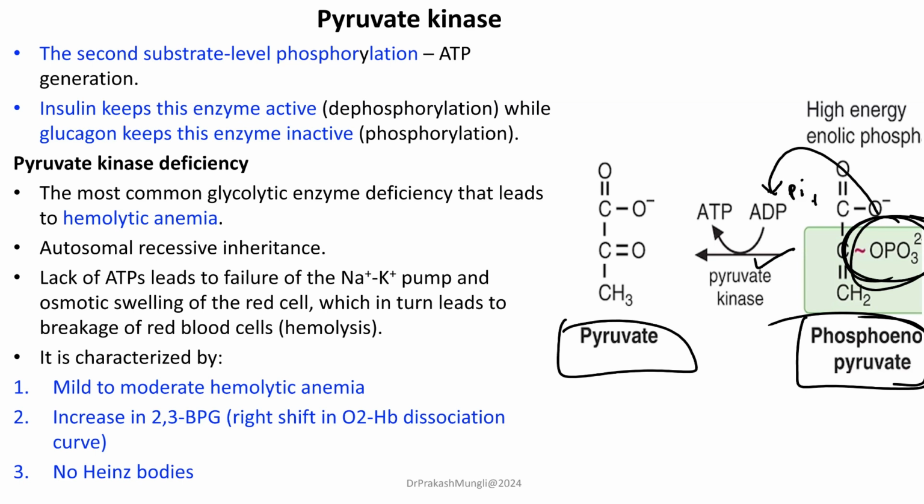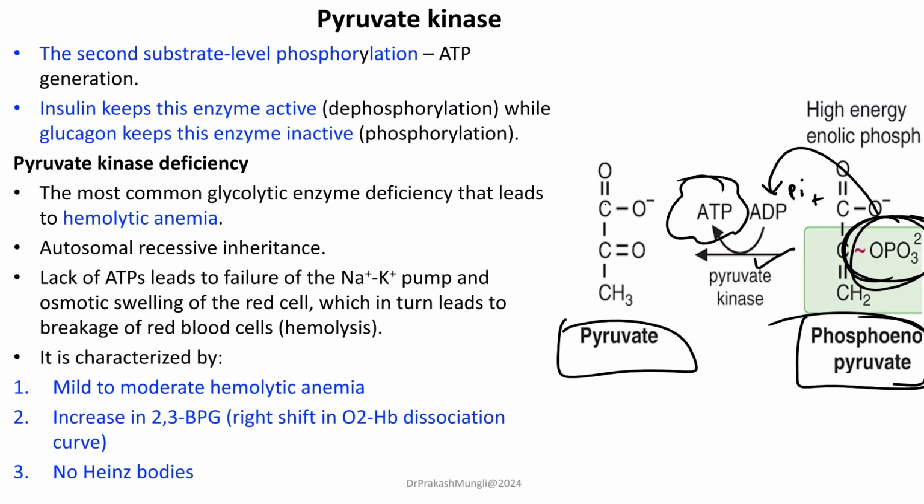Phosphate is transferred to ADP, and that's how you make ATP. So this is again an example of substrate level phosphorylation done by pyruvate kinase. So far we have two examples of substrate level phosphorylation in glycolysis. One is phosphoglycerate kinase, when 1,3-bisphosphoglycerate is converted to 3-phosphoglycerate. The second one is this one, phosphoenol pyruvate to pyruvate. Again, you are going to make ATPs.